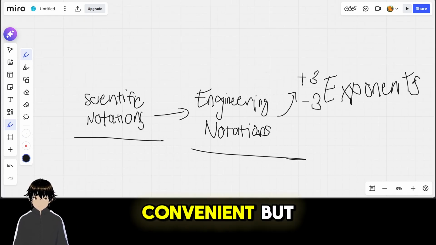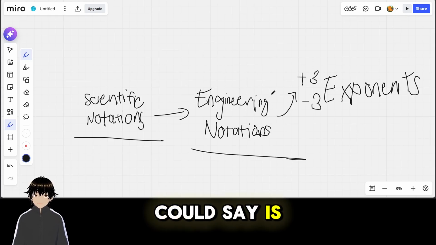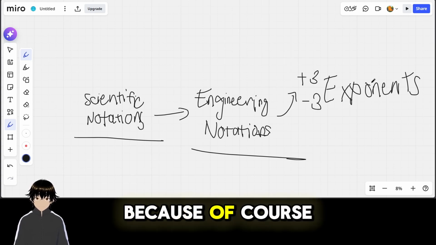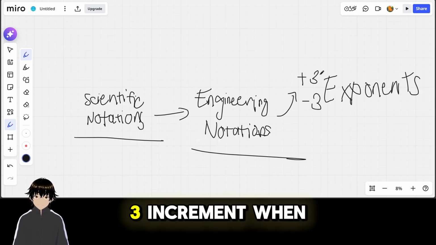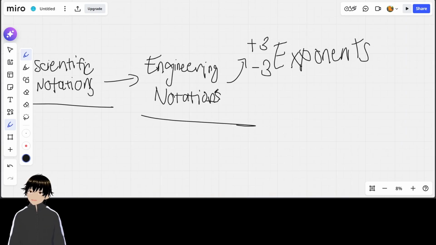Depending on what's convenient. But one thing I could say is that they're not as flexible as scientific notations. Because, of course, they have a 3 increment when it comes to exponents and notations, okay?